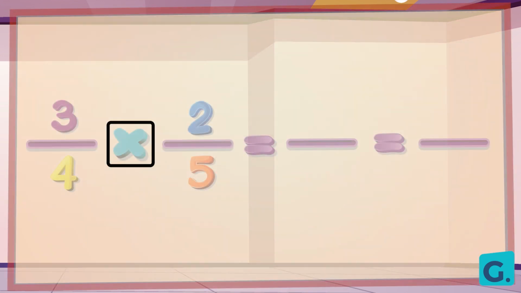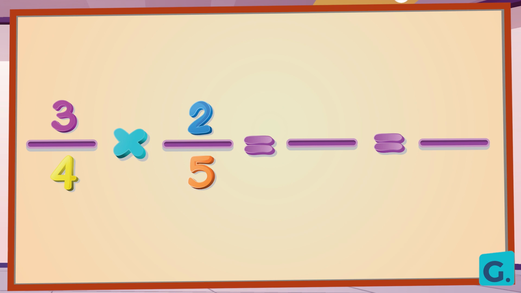So following those steps, we are going to have 3 times 2, which is equal to 6, and then 4 times 5, which will be equal to 20. Did you notice? We multiply the numerators and then the denominators. So 3 over 4 times 2 over 5 is going to give us 6 over 20. Now, don't forget step 3. That is to reduce the fraction where necessary.